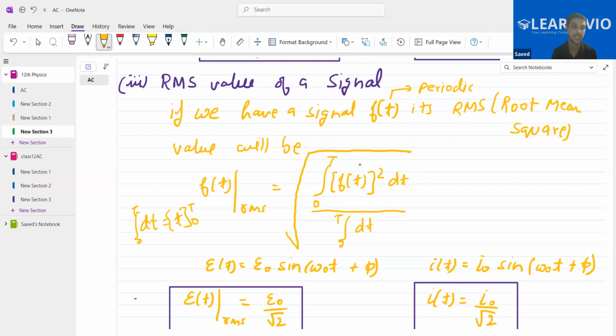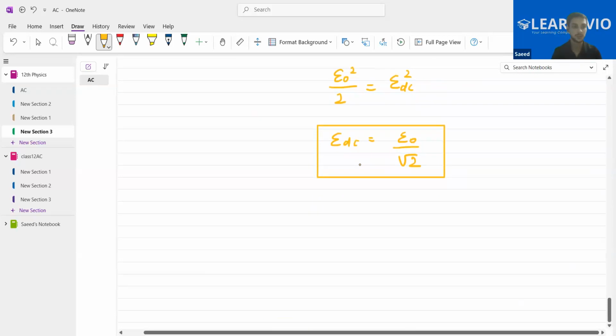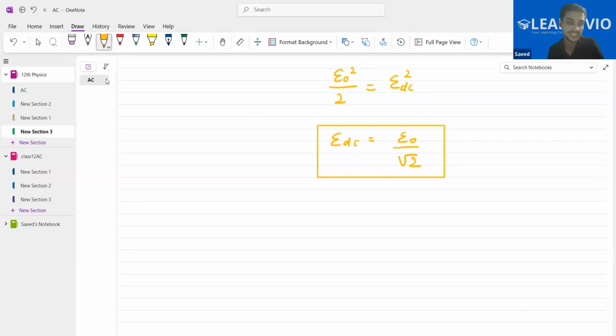Sine square omega naught t, you can find in the form of cos 2 omega naught t. Remember, sine square theta is nothing but 1 minus cos 2 theta divided by 2. You will just replace it by this. Then if you calculate it, the integration of cos 2 theta will become 0 and 1 by 2 will remain there. After doing the certain calculation, you will get it. I'm not going into it, I'll just give you the homework. So that is the E of DC we had found out.